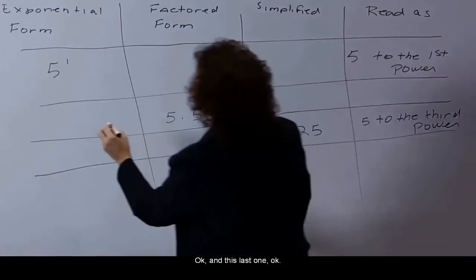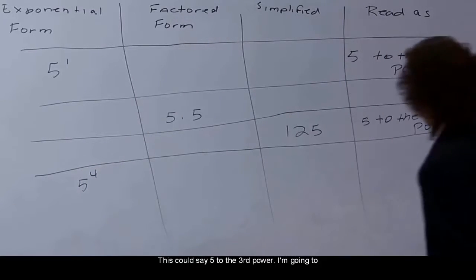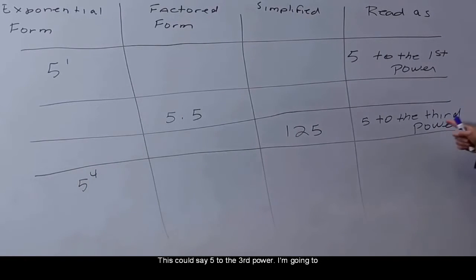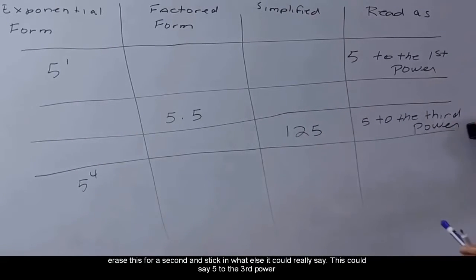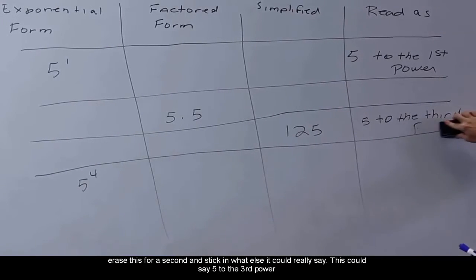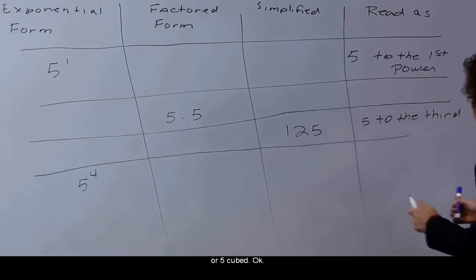Okay, and this last one. This could say 5 to the 3rd power, and I'm going to erase this for a second and stick in what else it could really say. This could say 5 to the 3rd power or 5 cubed.